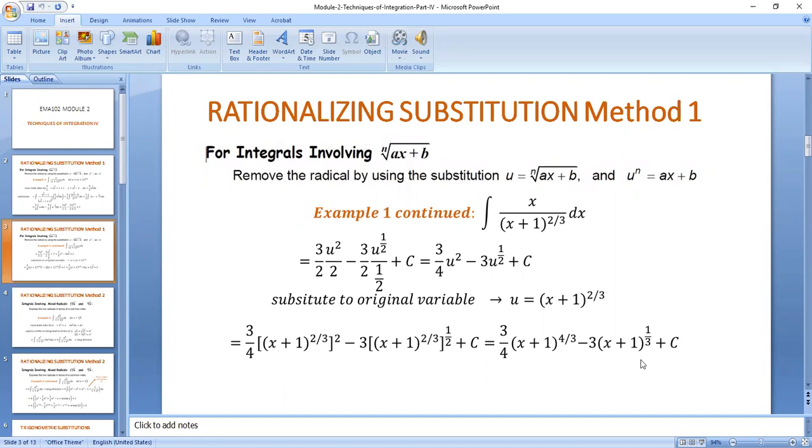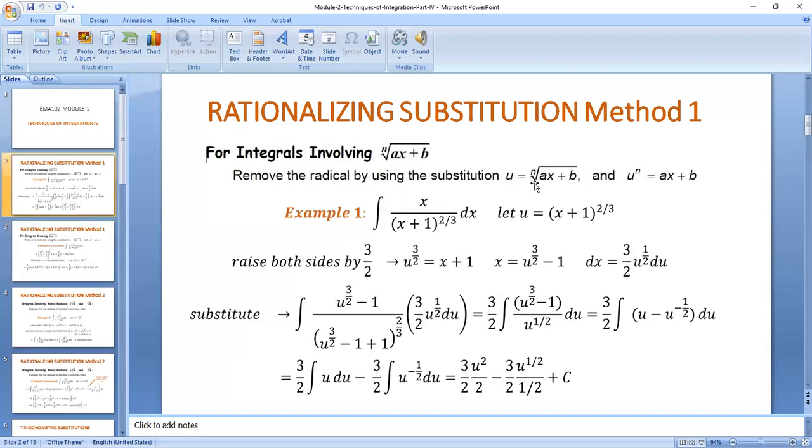Do you get it? Do you understand the first example? So the first example required you to eliminate. I'd like to use the term eliminate the nth root expression by substituting or assigning a new variable, a new letter, to it. Now in the process, your integral is a lot simpler to process or evaluate compared to the original. Okay, so remember the procedure in doing that.